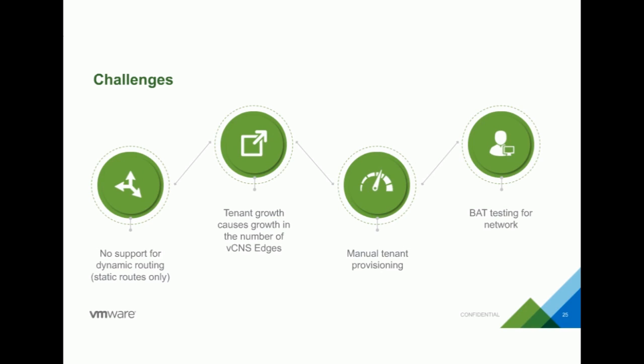We'll come back to our automation challenges and see how we've evolved from our US deployments. We still have no support for dynamic routing in vCNS. Our tenant growth has caused the increase in the number of vCNS edges, which, as I just mentioned, was compounded by the addition of a third type of security zone.